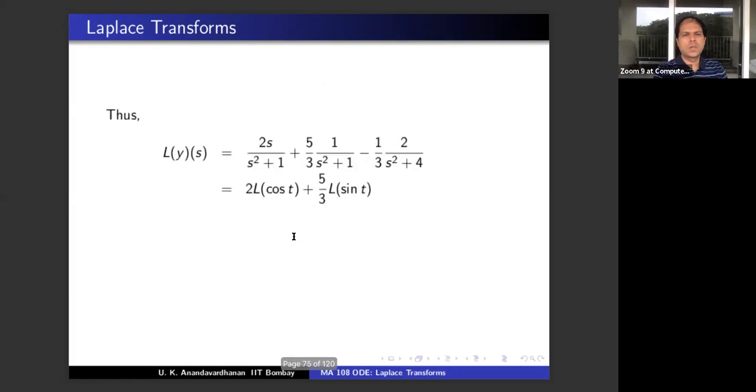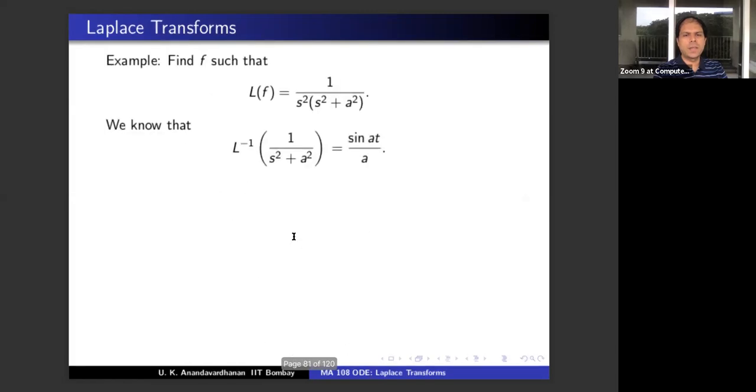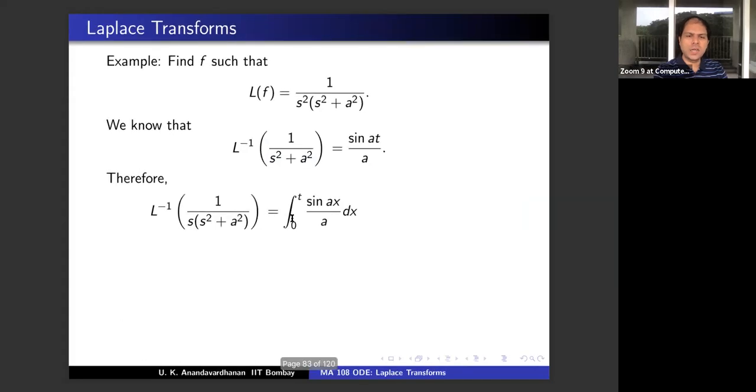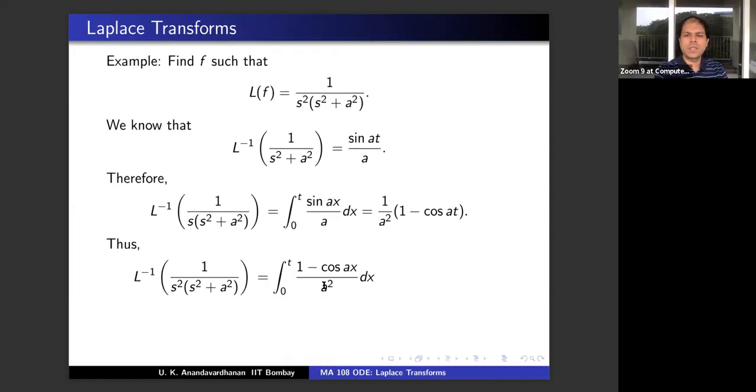So here, doing it via that method, L inverse of this is the integral from 0 to t of sine ax by x dx. And that you can do. And how will you do it now? L inverse of 1 by s square. Do the same thing again. You have got this answer and integrate that from 0 to t: 1 minus cos ax by a square dx, integrate from 0 to t, whatever you get as the answer.